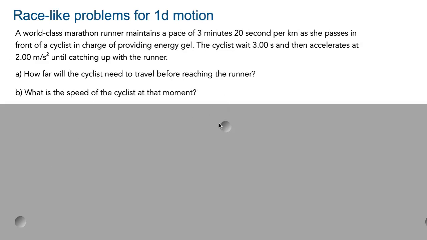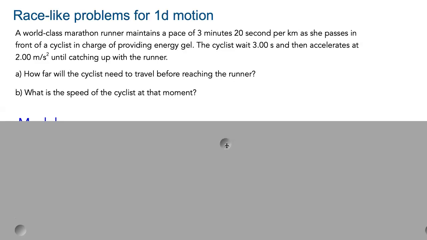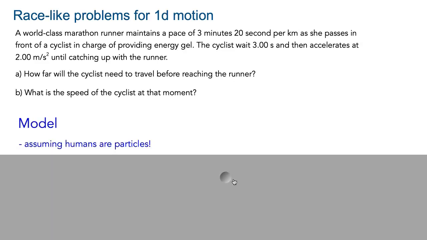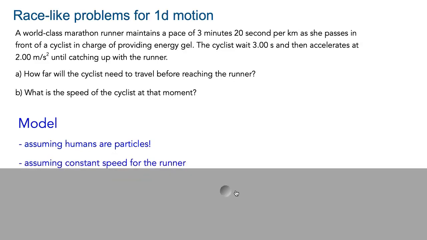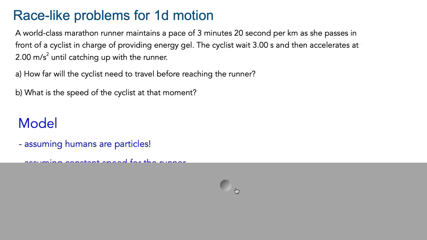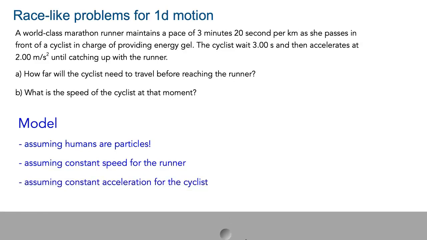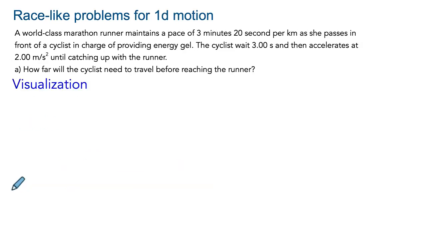So the first thing is to model. The modeling is not very complex. We'll be assuming that all humans and bicycles are particles, so we don't have to worry about legs and limbs. We're assuming that there's a constant speed for the runner and that the acceleration is constant for the cyclist. So now we're ready to start to visualize the problem, which is the key step.